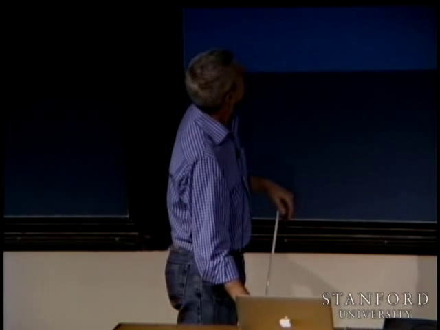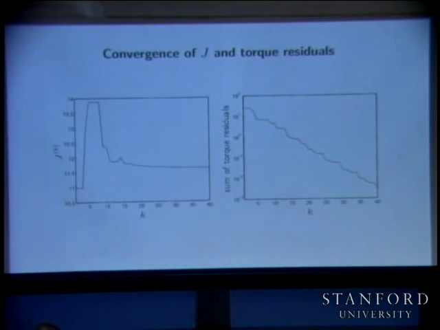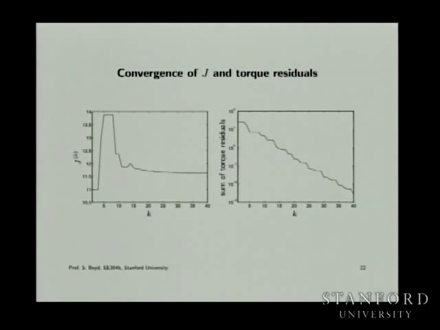So this says yes, it's progressing. By the way, this doesn't go to zero, of course, because it contains that first term. But we'll see how that looks. So here's the convergence of the actual objective and the torque residuals. So let's see how that works.